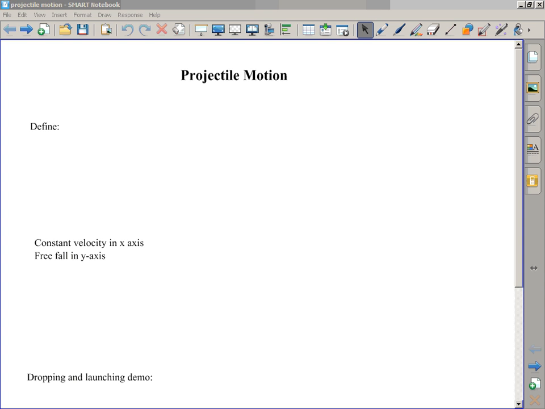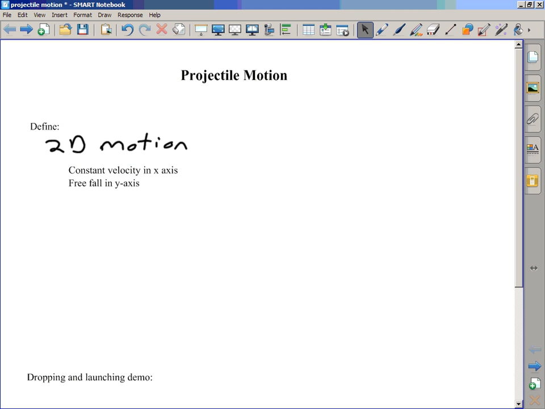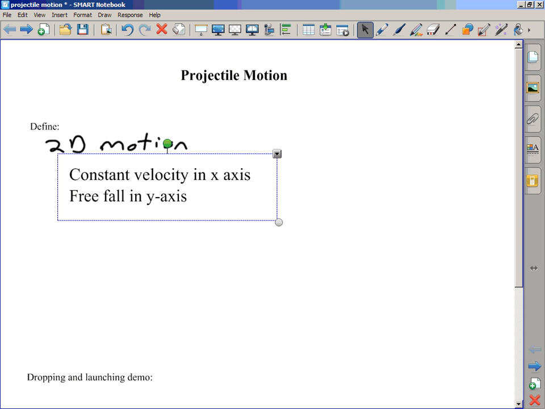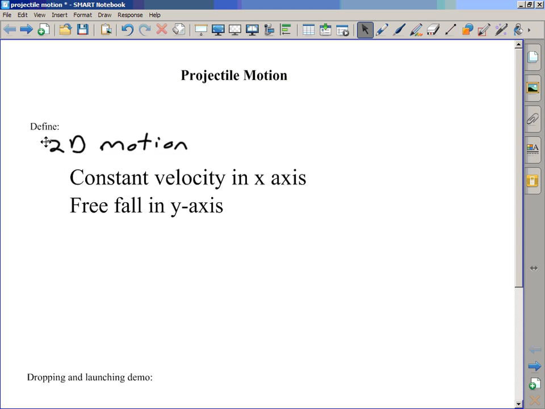Projectile motion. Now, the definition of projectile motion is very simple. I'm not going to get into the complicated ideas behind it. It's really not that bad. Projectile motion is just simply 2D motion, two-dimensional motion, where in the y-axis you have free fall, and in the x-axis you have constant velocity.